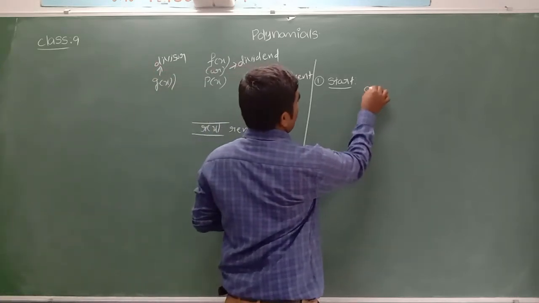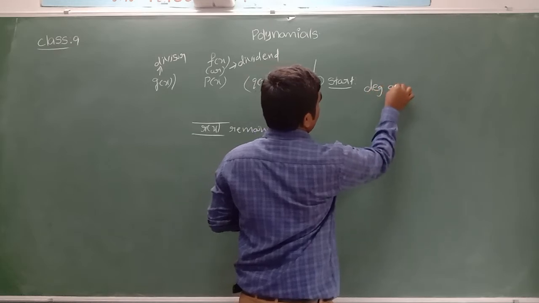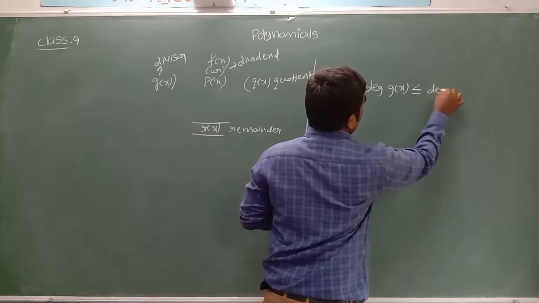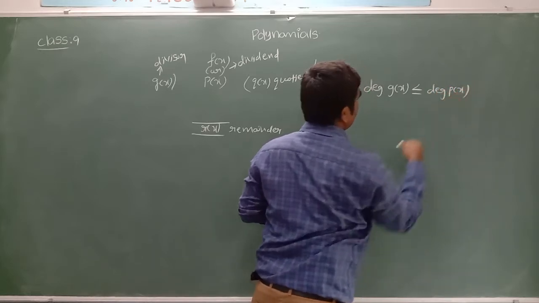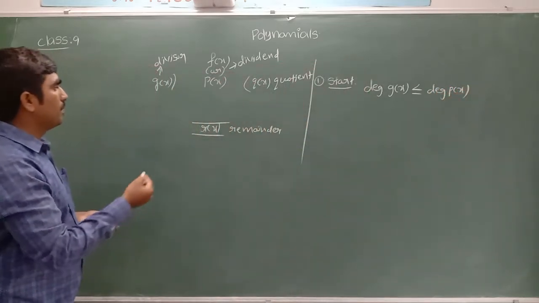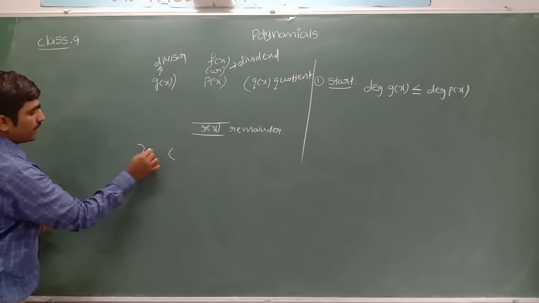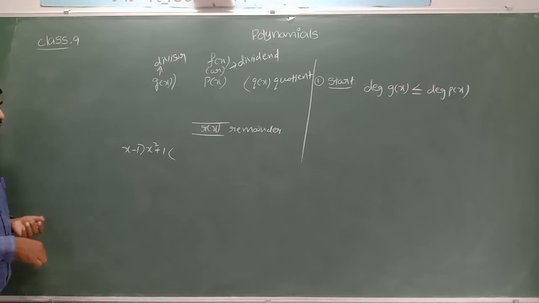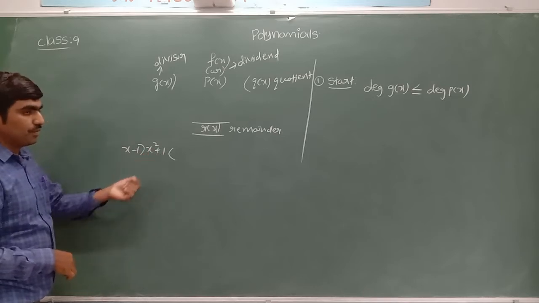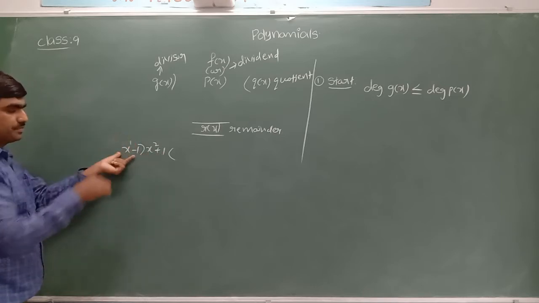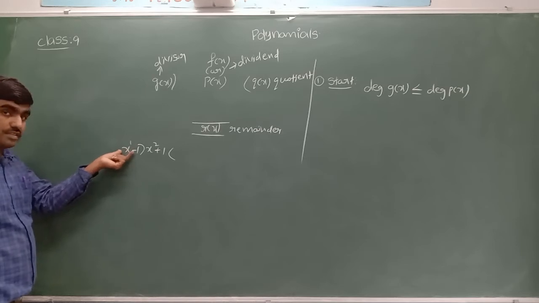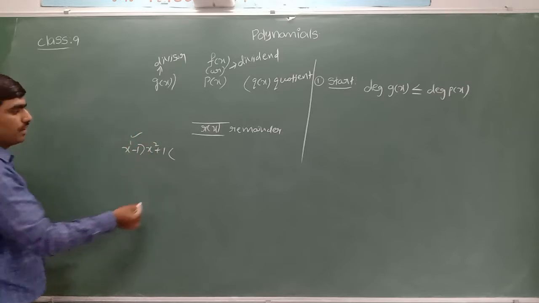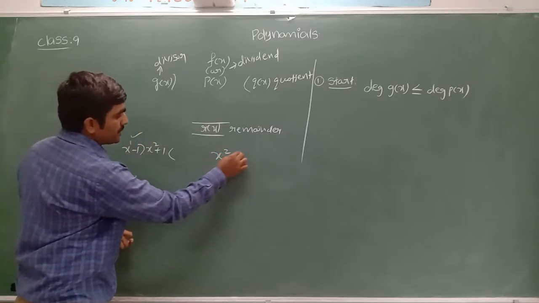We can start when the degree of g of x is less than or equal to the degree of p of x. For example, let me take p of x as x square plus 1 and g of x as x minus 1. What is the degree of p of x? 2. Degree of g of x? 1. The degree of g of x is smaller than the degree of p of x. Division is possible.